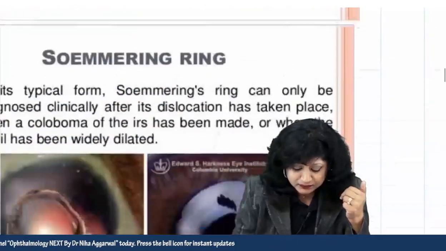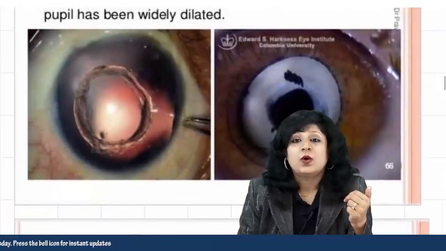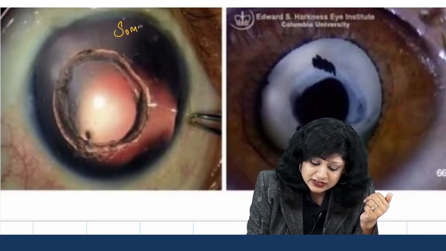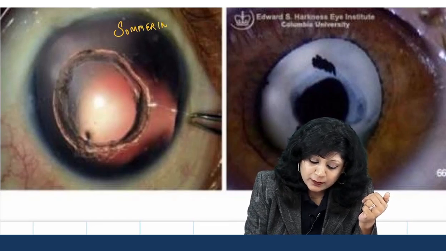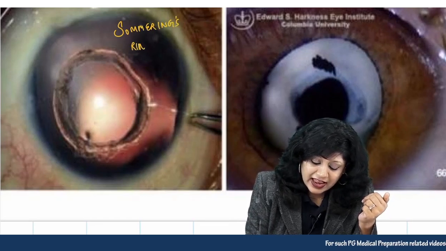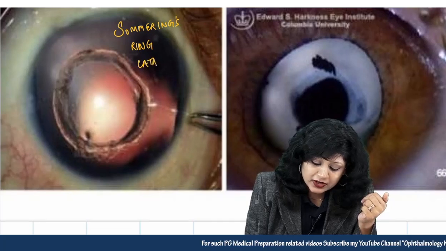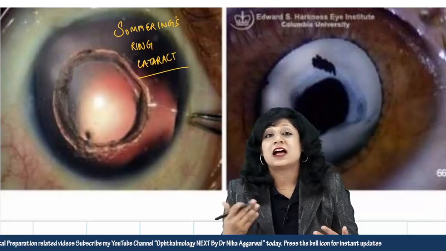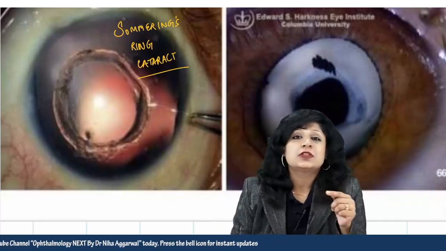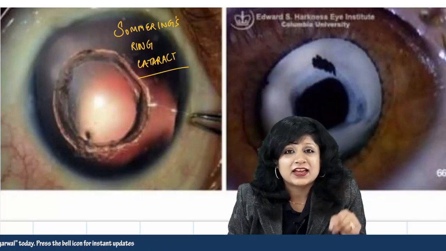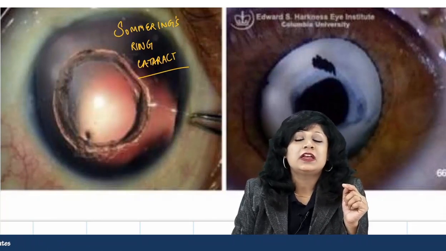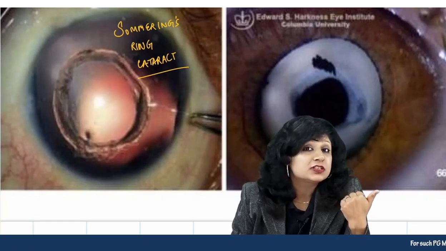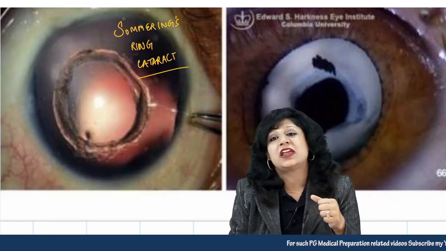All right. Now coming to the second one, what is this? This is your Soemmering's ring cataract. Now you will tell me, where do you get it? This is also called the secondary cataract, or after-cataract, which is due to posterior capsular opacification. Yes, so we get two kinds of after-cataracts following cataract surgery. One is Elschnig's pearl cataract and another is the ring-shaped cataract.